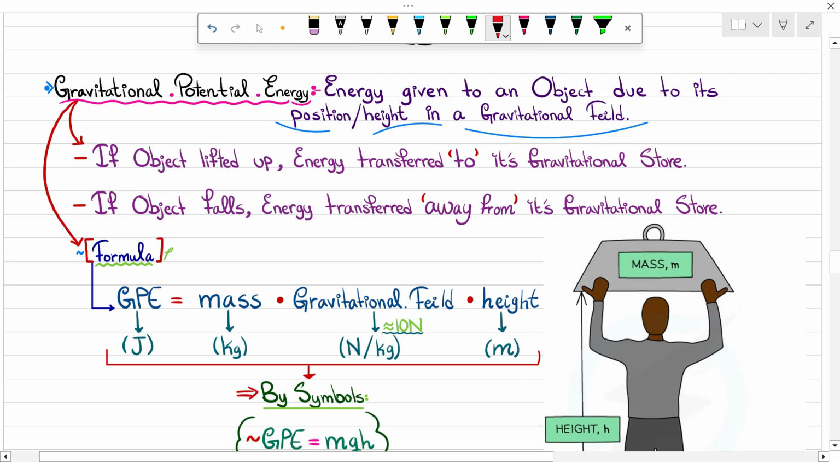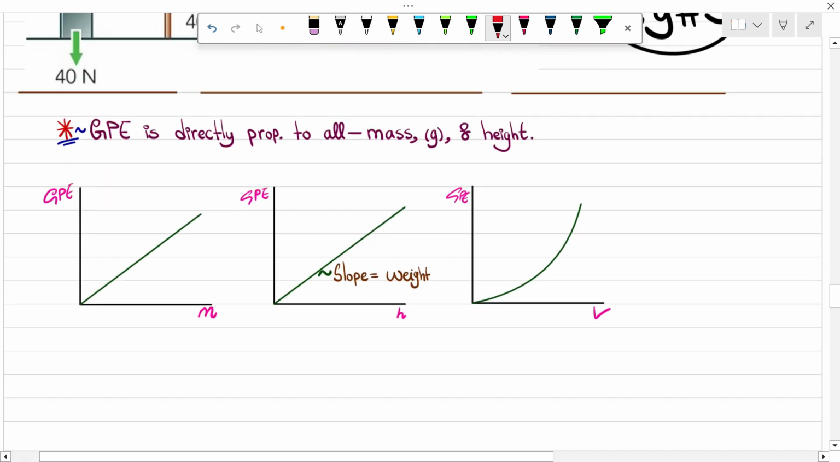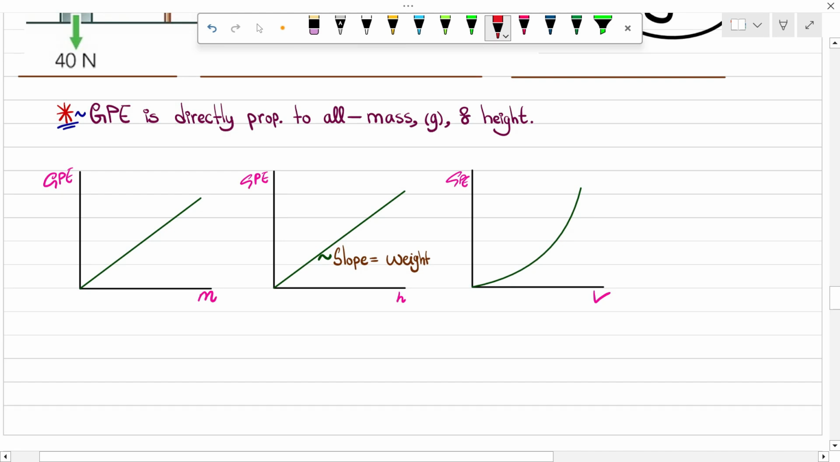Gravitational potential energy, or GPE for short, on the other hand, is energy given to an object due to its height in the gravitational field. The more it's lifted higher, the more energy is transferred to its gravitational energy store, and it has more GPE. The more it's pushed downwards, the more this GPE decreases. The formula of GPE is mgh: mass times gravitational field strength times height. Gravitational field strength is a constant of approximately 10 newtons per kilogram. Mass is in kilograms and height is in meters. So GPE is also directly proportional to an object's mass and height.